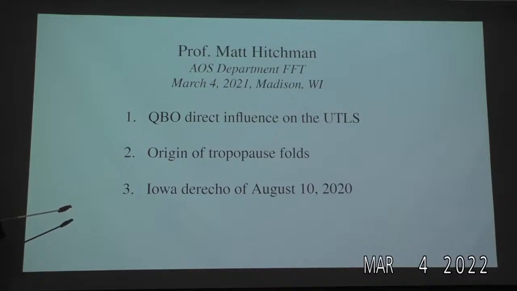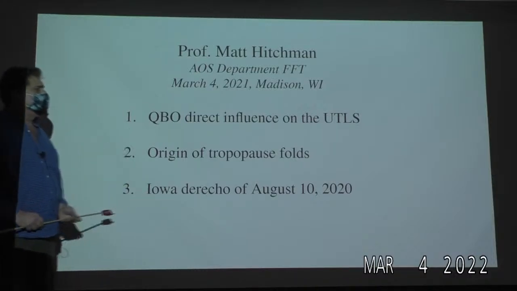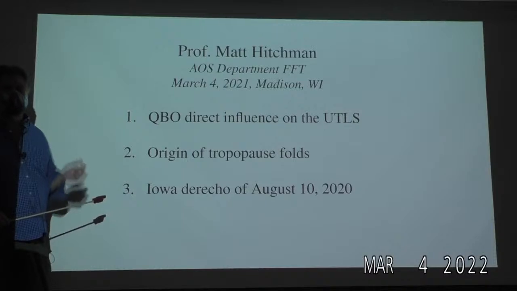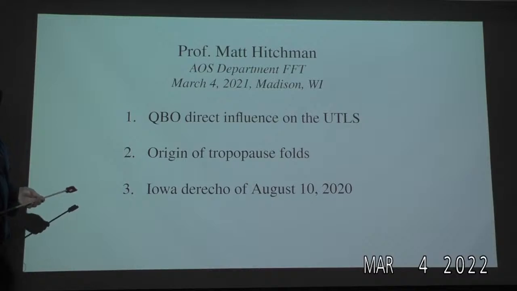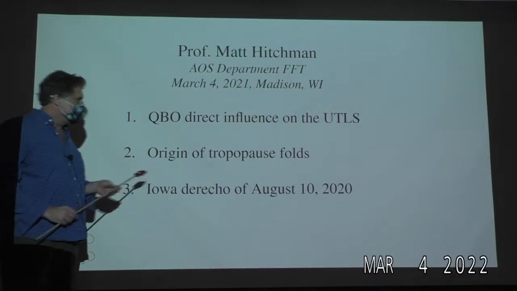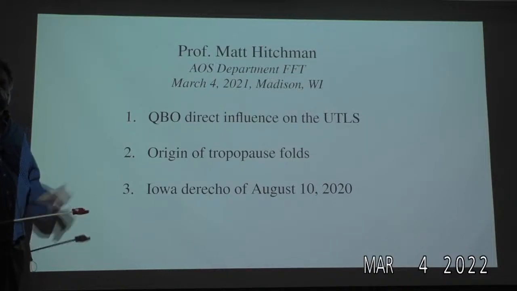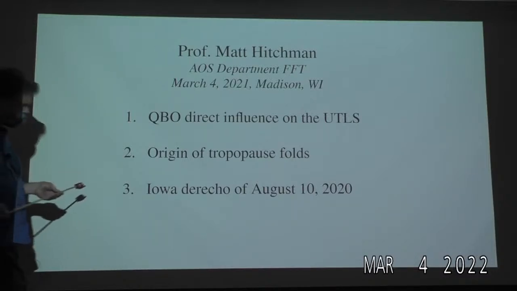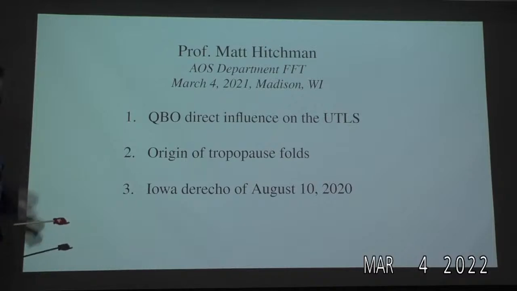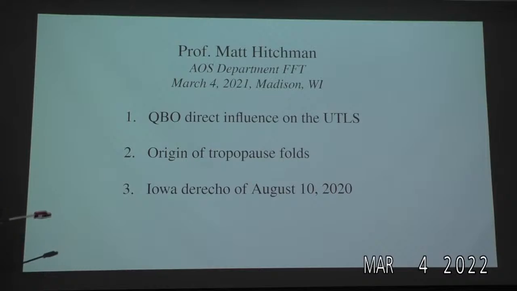All right. I'd like to just describe three things that have come to fruition lately. The first is a study that I've been working on for about 30 years: the QBO direct influence on the upper troposphere and lower stratosphere. The second example is the origin of tropopause folds. It's been a puzzlement for me for a long time, and I think in the last 15 years I've come to a new perspective. See what you think of that. And then the last is a little bit of a different take on what a derecho is. I didn't really know much about them, but what I'm finding is kind of interesting.